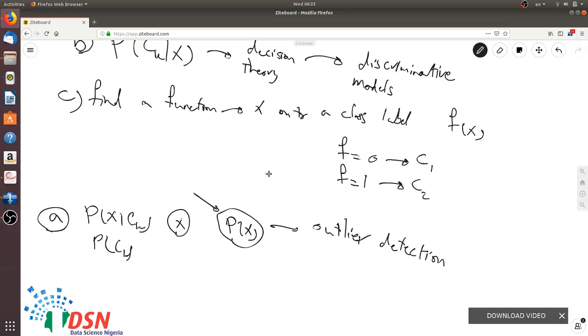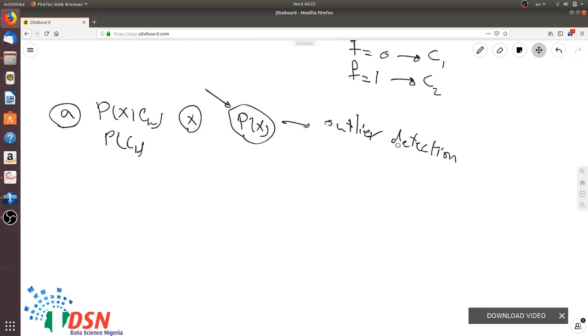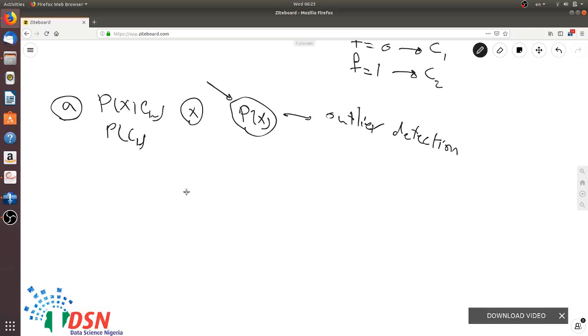And this is one advantage of this way, but generally these generative models are computationally very expensive and they are hard to train typically.